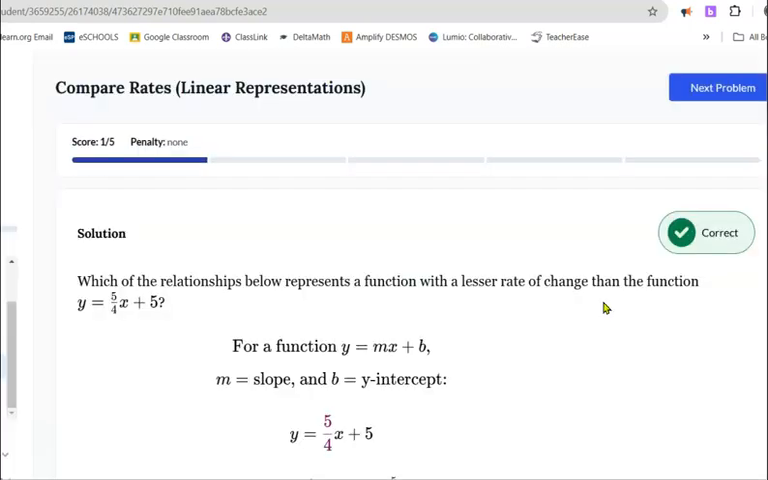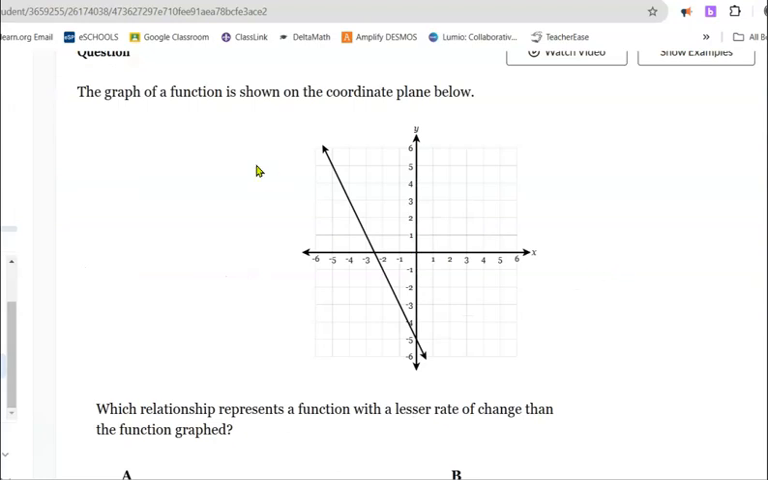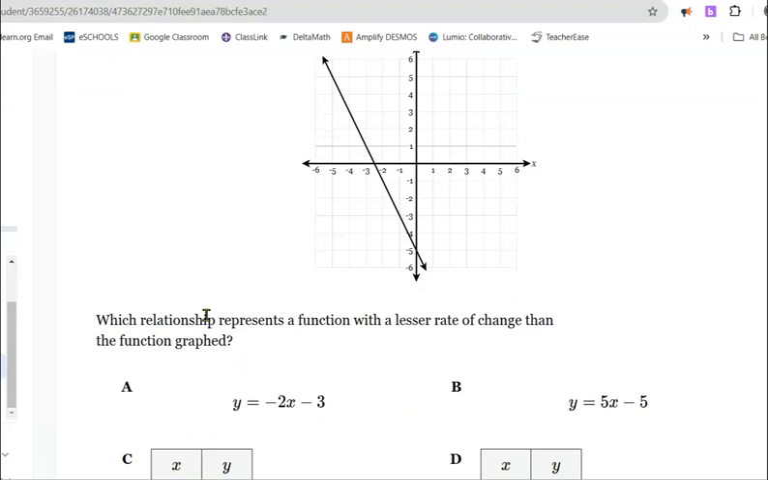Let's try this again with another question. The graph of a function is shown on this coordinate plane. Which relationship represents a function with a lower rate of change? Well, you have to find out what the rate of change is. So find 2 perfect corner points. Here I see a lot. It looks like it goes down 2 over 1, down 2 over 1. So I need something that is lower than -2.